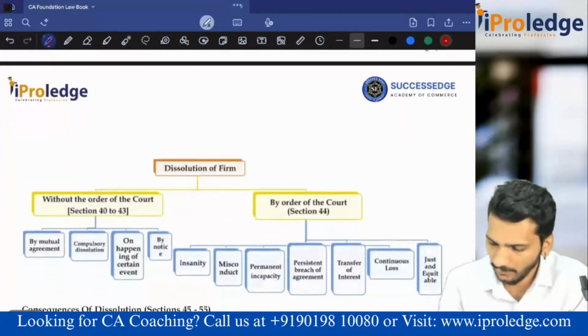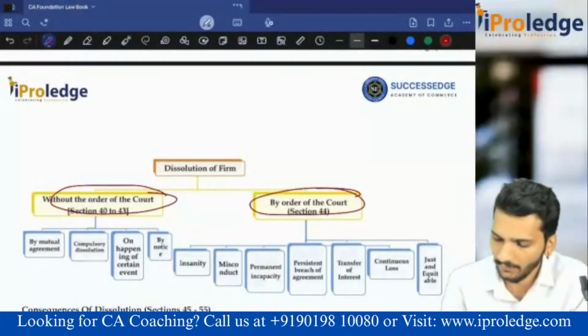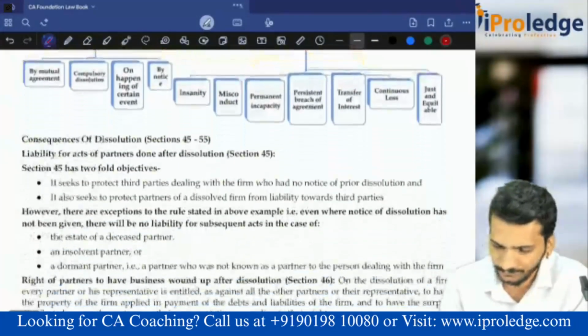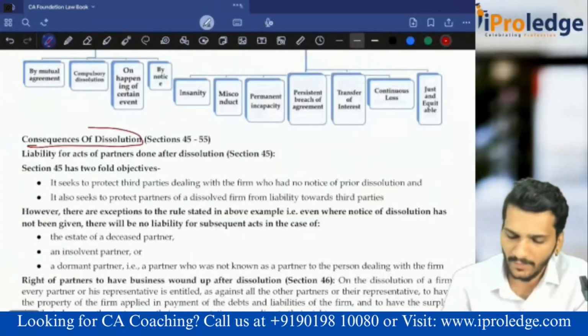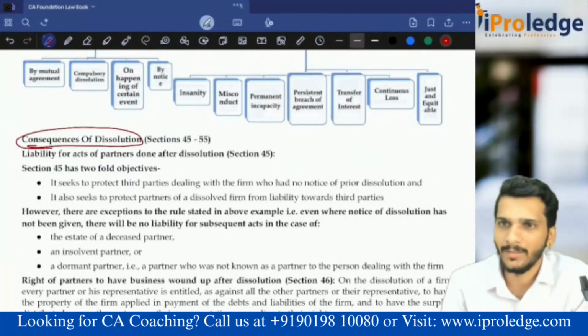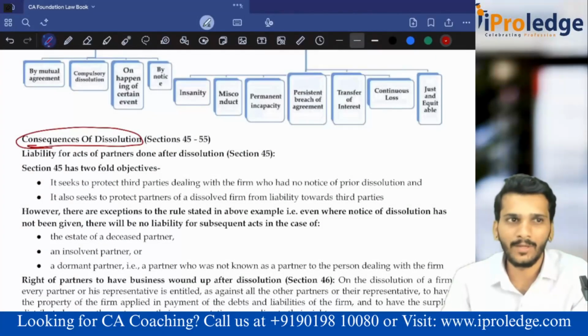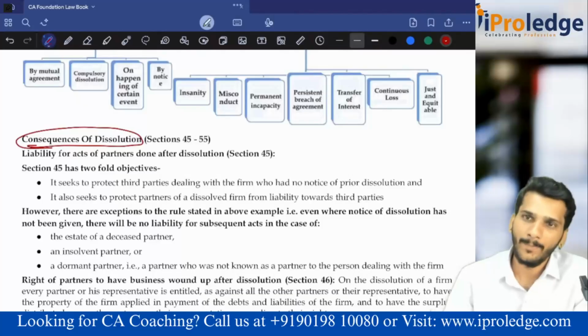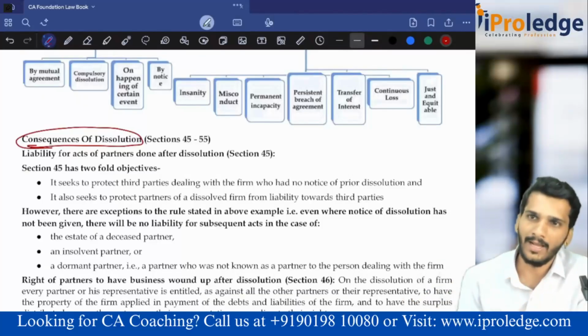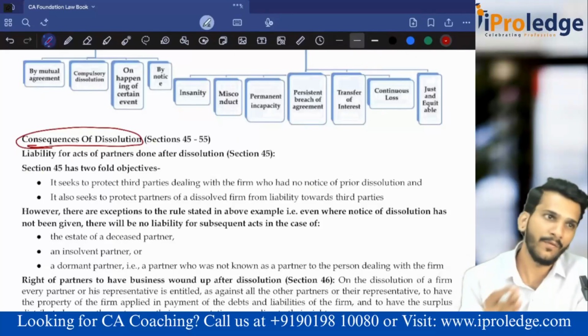Then dissolution of the firm, without the order of the court, which we just discussed, and by order of the court. And what are the consequences of dissolution? The firm ceases to exist. For all the acts done after dissolution, for example, the firm is dissolved, one partner is still representing it as a partner and buying goods, for all those transactions which have happened after the partnership dissolution, the partnership firm is not liable.